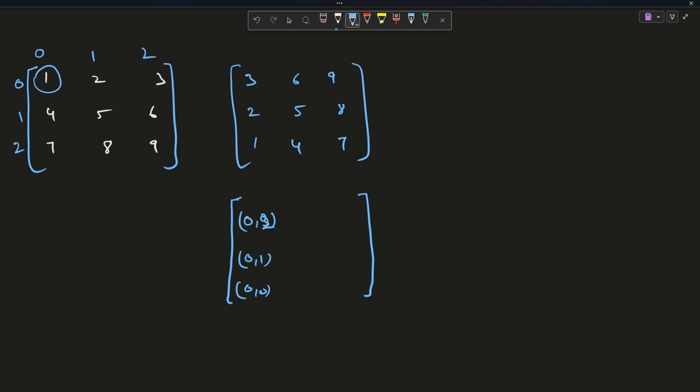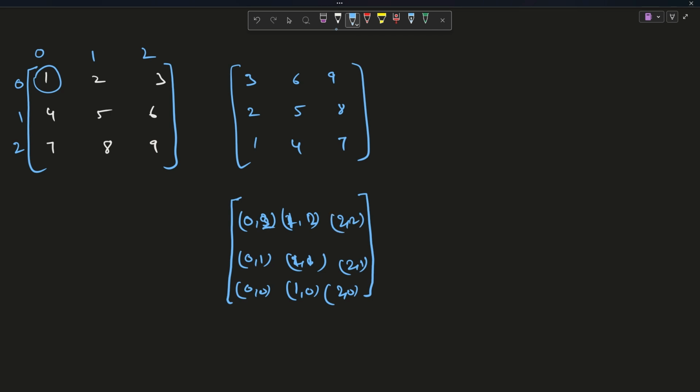Now about 4. 4 comes here. 4 was at 1, 0. 5 was at 1, 1, and 6 was at 1, 2, right? Now, last elements, that is 7. 7 was lying at 2, 0, right? 8 was lying at 2, 1, and 9 was lying at 2, 2.